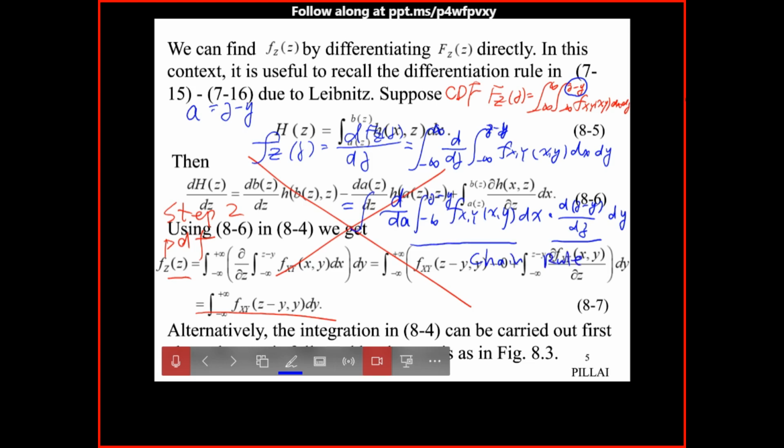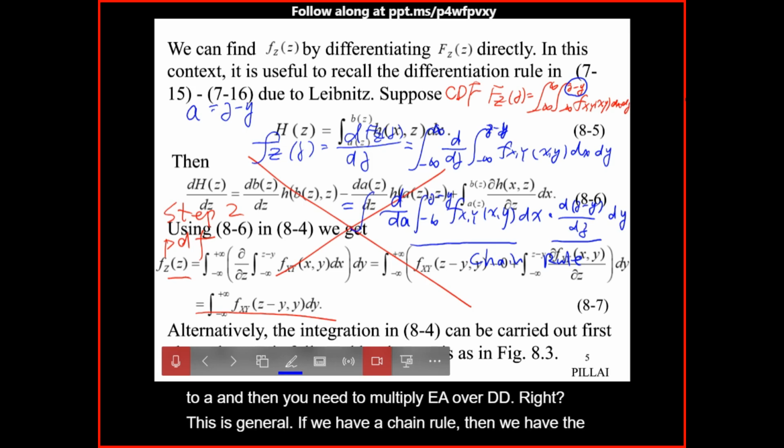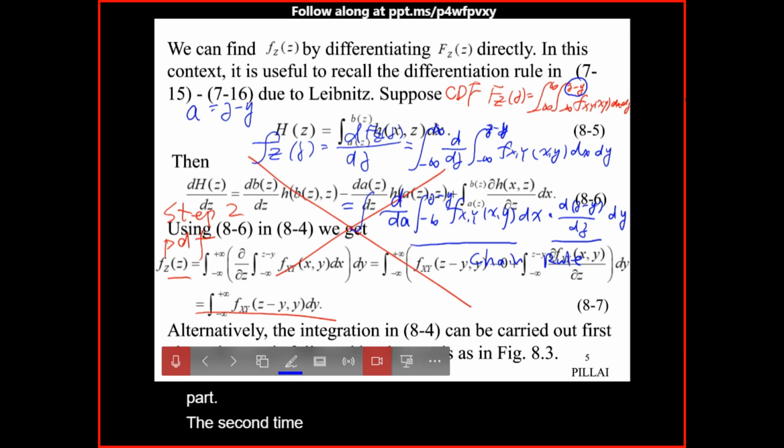Chain rule. Is it okay? Set Z minus Y to variable A. Perform this differentiation with respect to A. And then you need to multiply dA over dZ. Right? This is chain rule. If we have a chain rule, then we have the result. But with chain rule, checking the second part. The second part you will have 1, right? This one is 1, right?